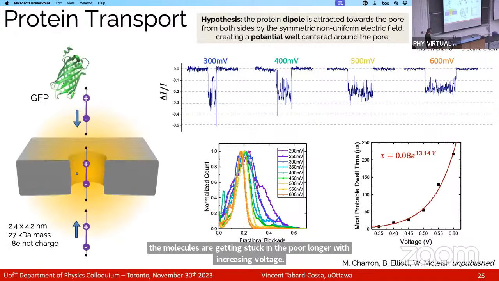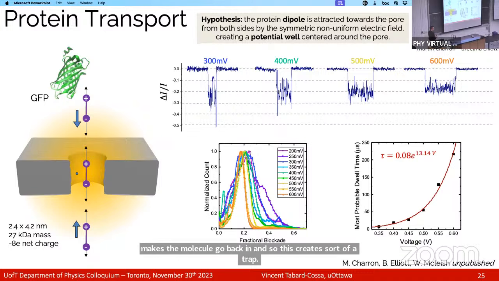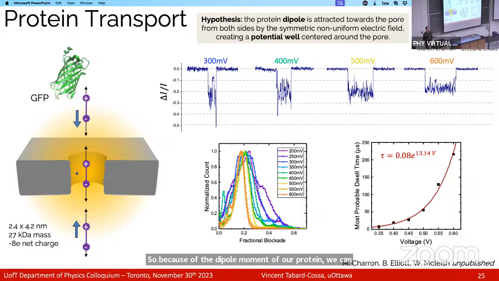And so our hypothesis for understanding what is going on here, because it was very non-intuitive initially if we compare it to what we know for DNA, is that it's about the dipole moment of this protein, essentially. There's a particular dipole moment, and there is a non-uniform electric field from our nanopore, right? The exterior electric field on either side is a non-uniform field. And so when the molecule gets captured, its dipole is going to align with the electric field, and it's going to go inside the pore. But then as soon as it's trying to escape, the non-uniform field actually makes the molecule go back in. And so this creates sort of a trap. So because of the dipole moment of our protein, we can actually trap those proteins inside the pore and study them for a longer time.